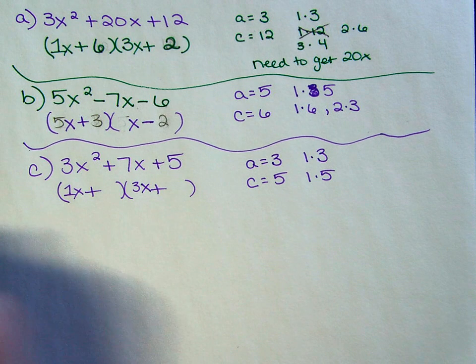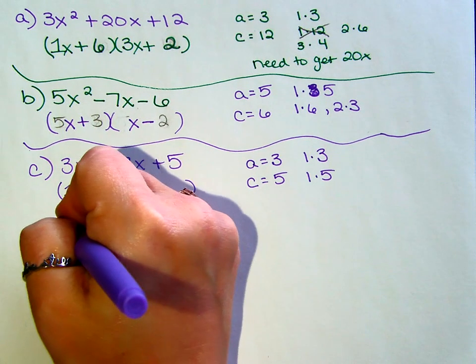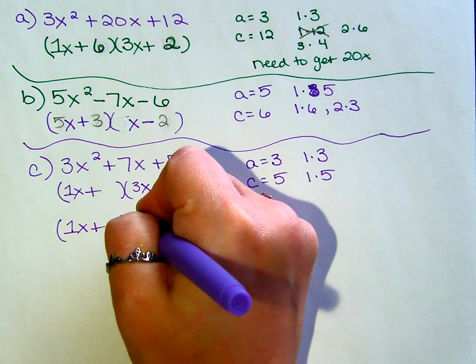So because this one only has two options, I'm going to write another set down here just so that we can see exactly what's going to happen when we stick our 1 and our 5 in the different spots.